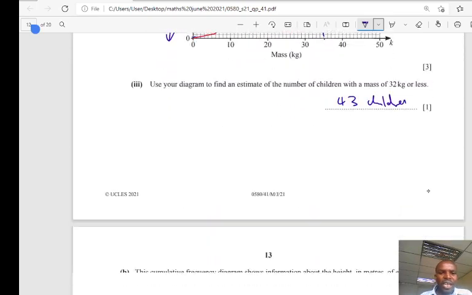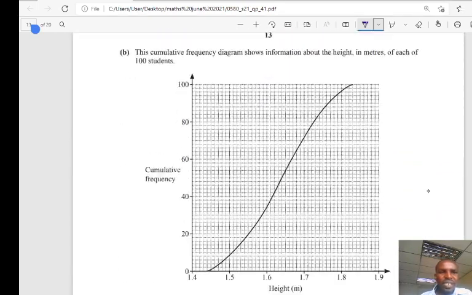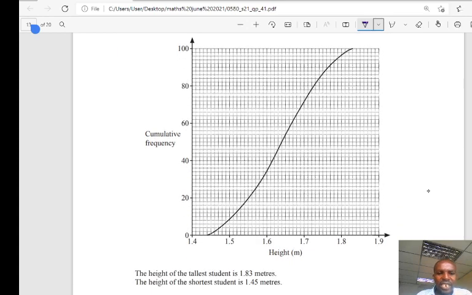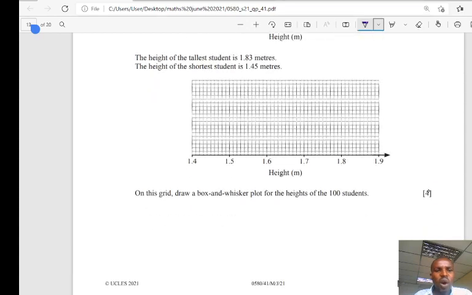Next, this cumulative frequency diagram shows information about the height in meters of each of 100 students. The height of the tallest student is 1.83 meters. The height of the shortest student is 1.45 meters. On this grid, draw a box and whisker plot for the heights of 100 students.